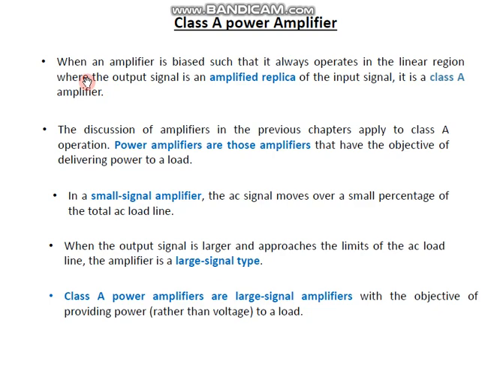Now it says that whenever an amplifier is biased in the linear region, and the output signal is an amplified replica of the input signal, then it is called a class A amplifier. So if I draw a picture of this bullet point, I can say that if I have an amplifier, and I have the input and the output, and I apply a signal at the input like this one, at the output this will get amplified.